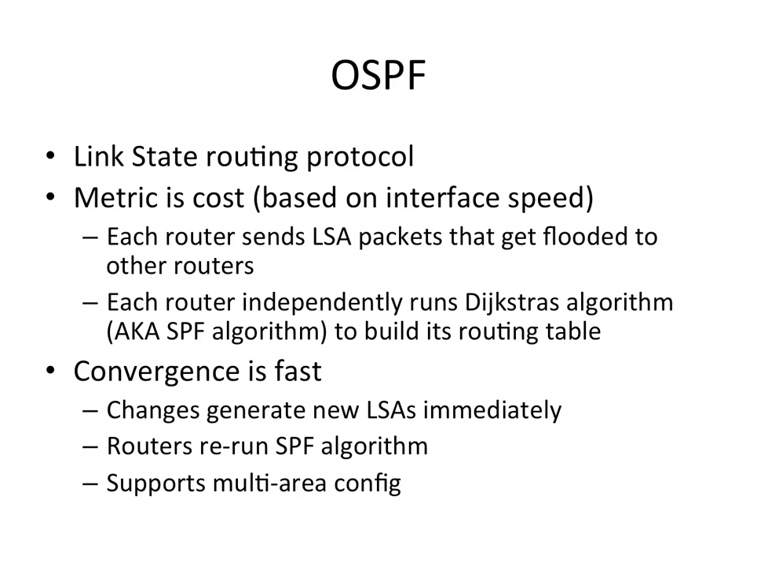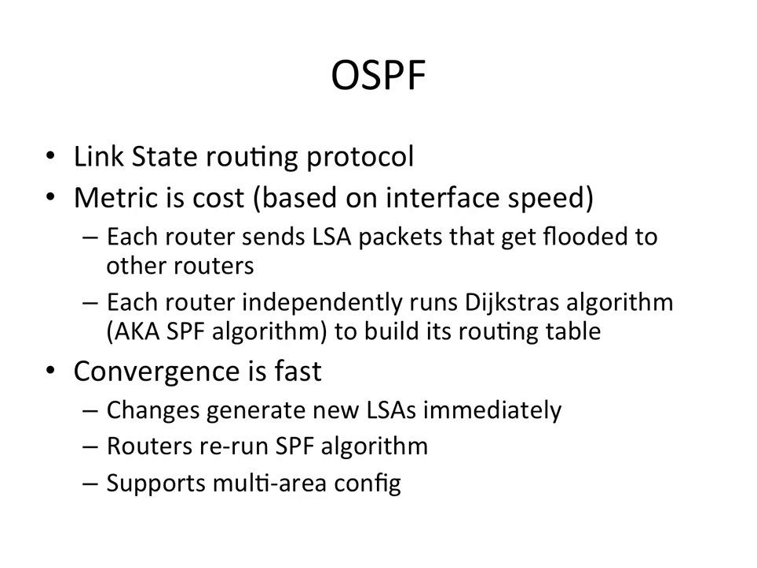OSPF stands for Open Shortest Path First. It is considered a link state routing protocol. The metric is a cost based on the interface speeds. The cost for the entire route is the sum of the interface speeds. How does a link state OSPF protocol work?